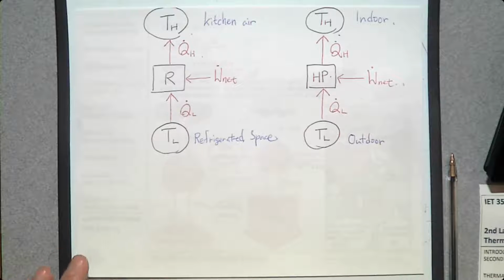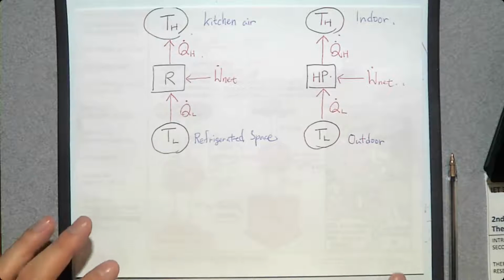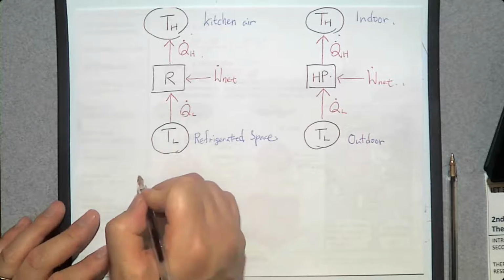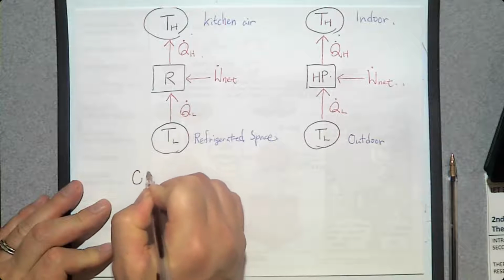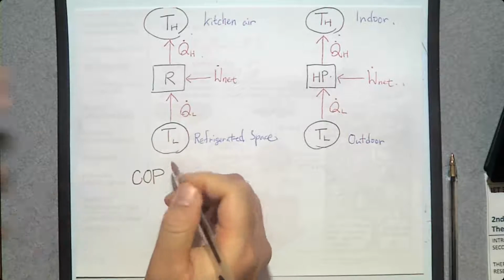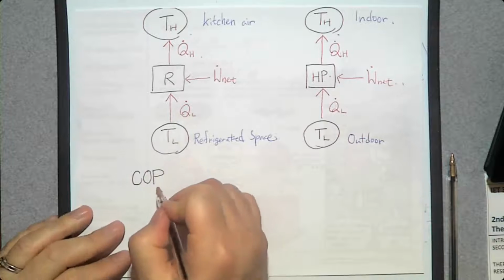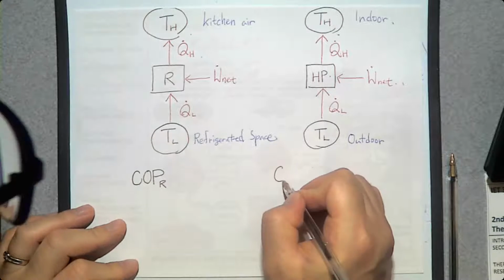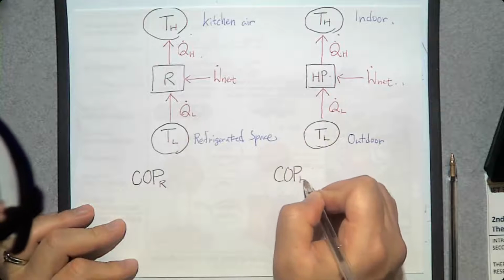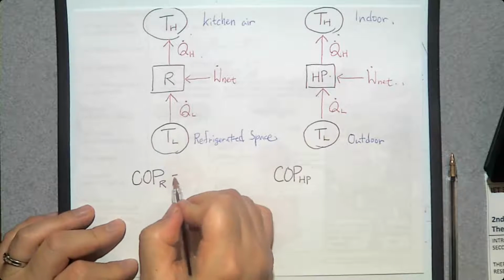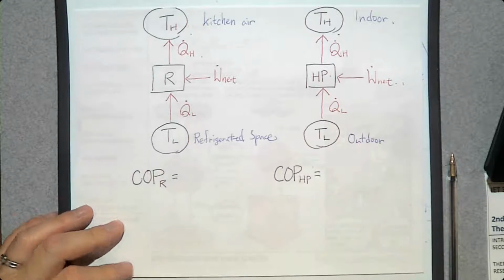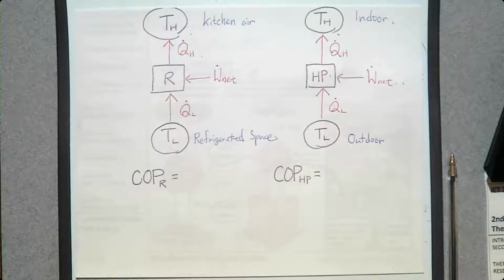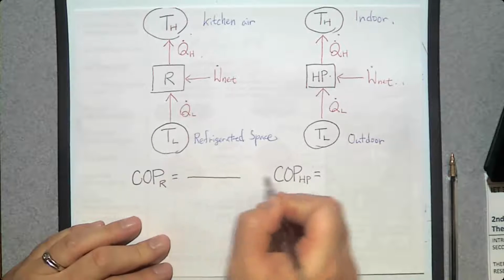Then how can we analyze their performances? We can use the coefficient of performance, COP. There are two COPs. One is for the refrigeration cycle. The other one is for a heat pump cycle. And how do we determine them? By the same rule that we used to determine the efficiency: desired output over required input.